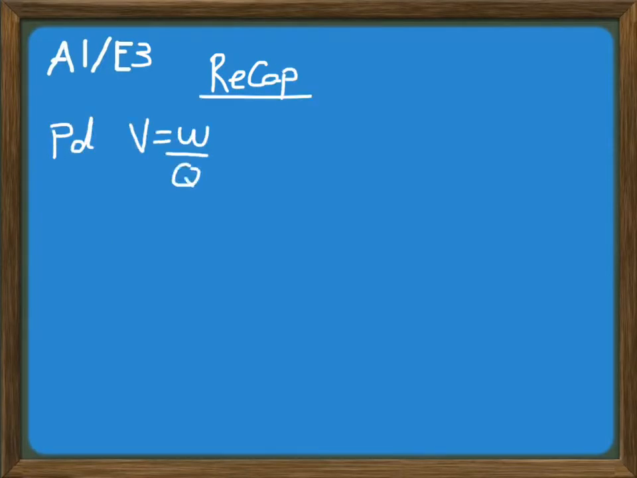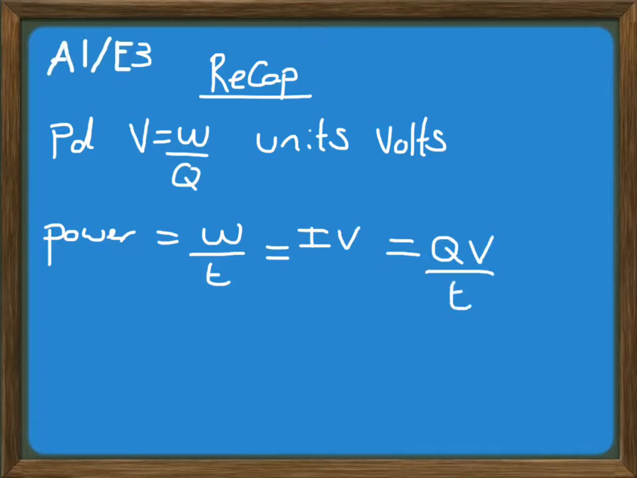So to recap, PD, potential difference, is voltage, which is equal to W divided by Q, and the units of voltage are volts. Power is equal to W over T. It is also equal to I times V, which is the same as Q V divided by T. And the units of power are watts.